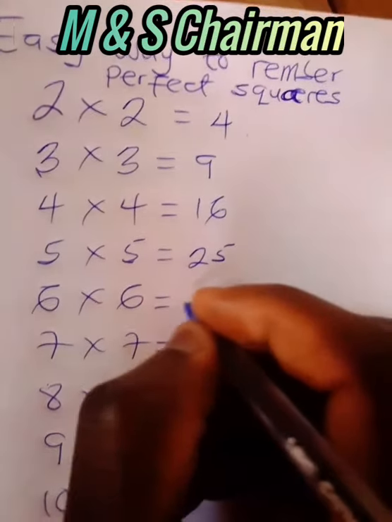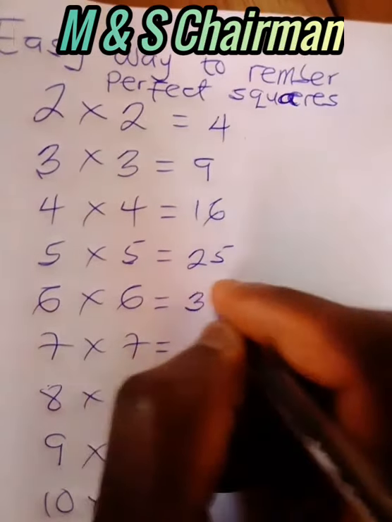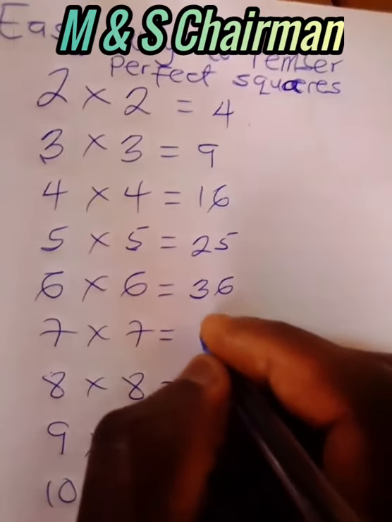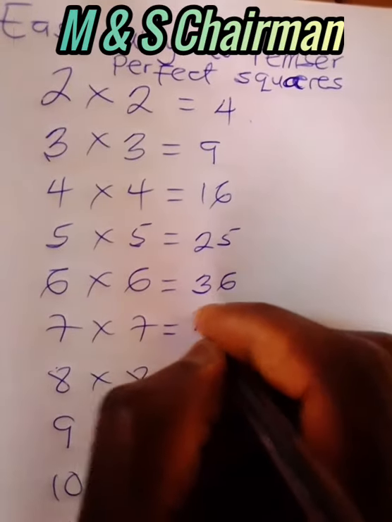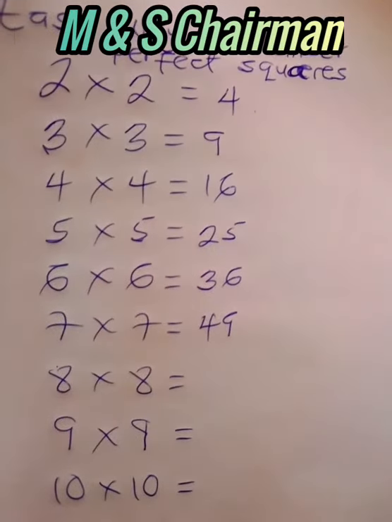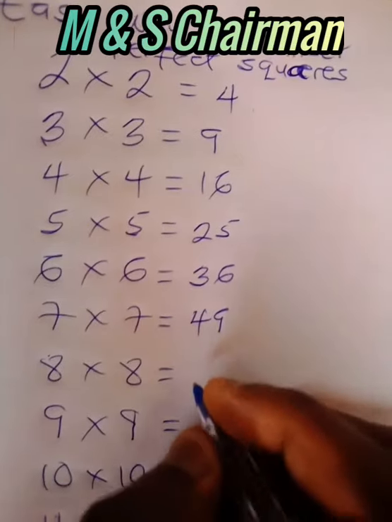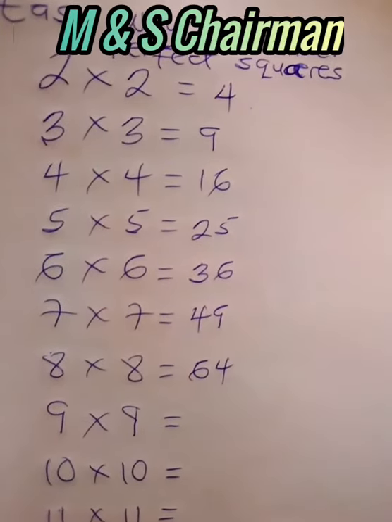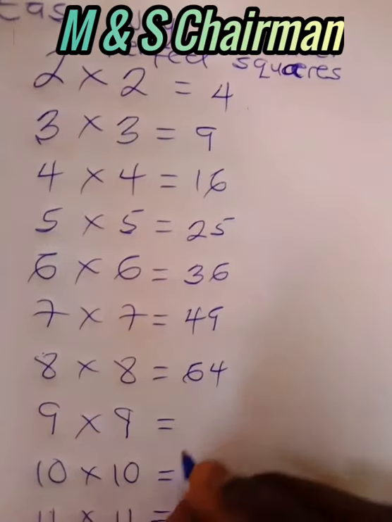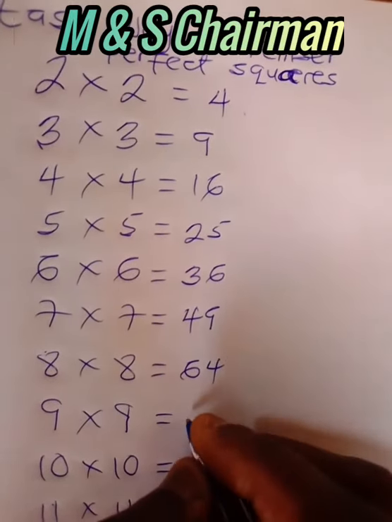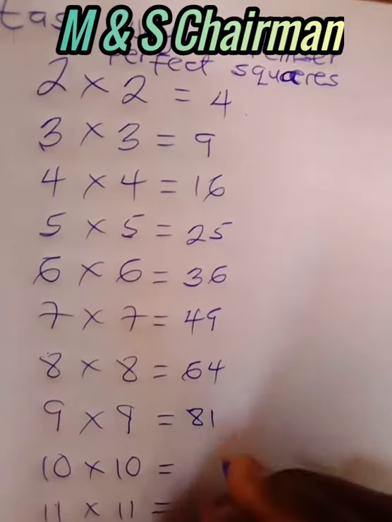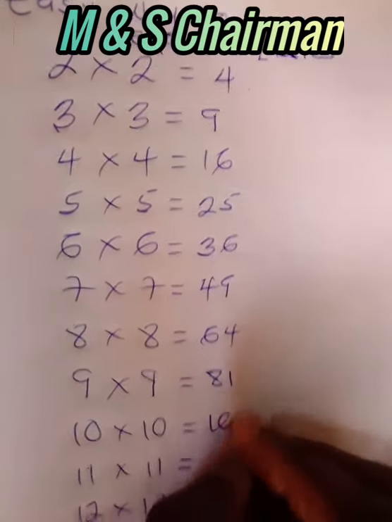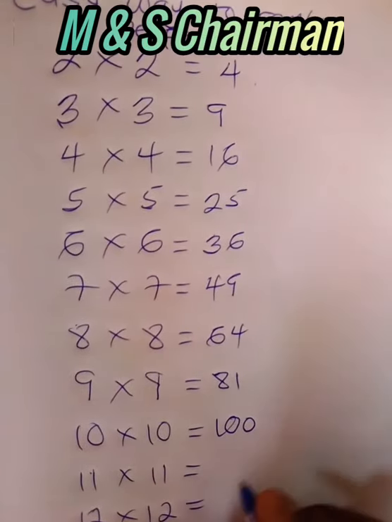When you come to 6, 6 multiplied by 6 will give you 36, which is a perfect square. 7 multiplied by 7 will give you 49, which is a perfect square. 8 multiplied by 8 will give you 64, which is a perfect square. 9 multiplied by 9 will give you 81, which is a perfect square. 10 gives you 100, which is a perfect square.